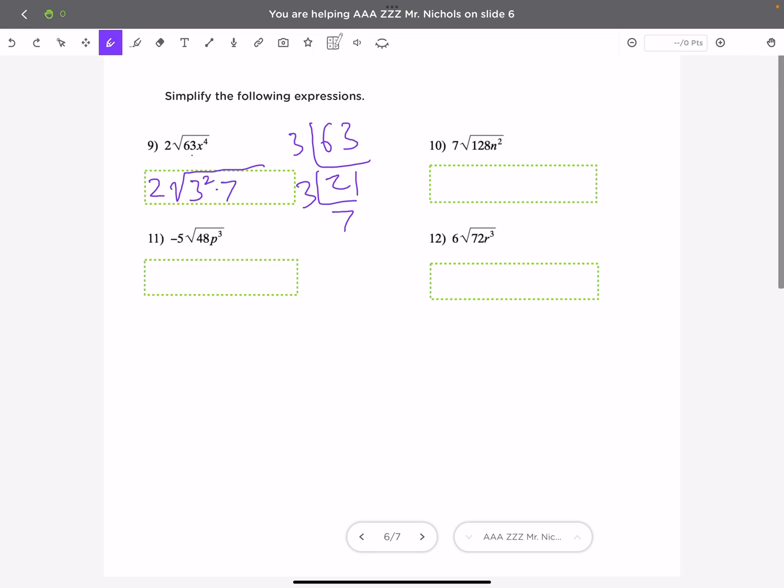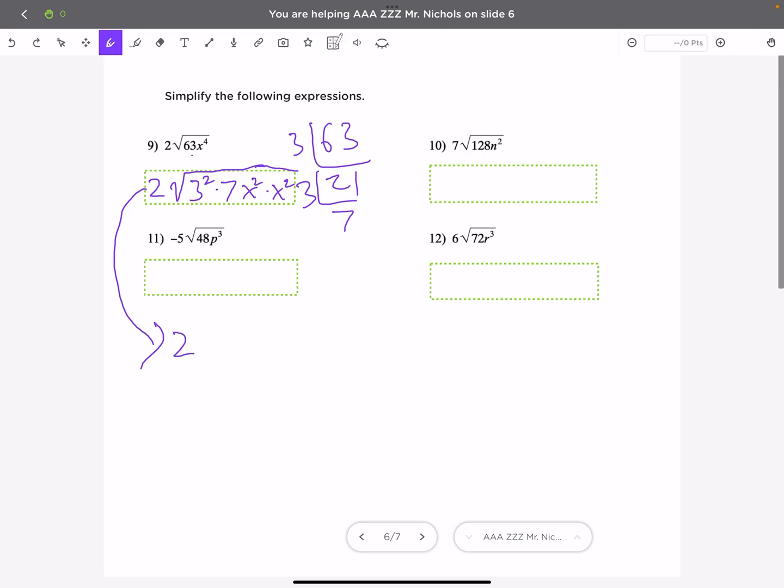So I would have 2 square root of 3 squared times 7. Now, x to the fourth, if we think about our exponent rules, x to the fourth is the same thing as x squared times x squared, like that. And so what I can do is I can break this x to the fourth into x squared times x squared. And so then what I can do is this, so I'm actually going to continue this down here.